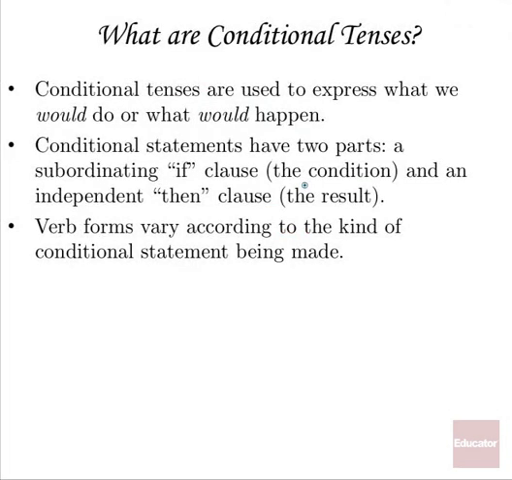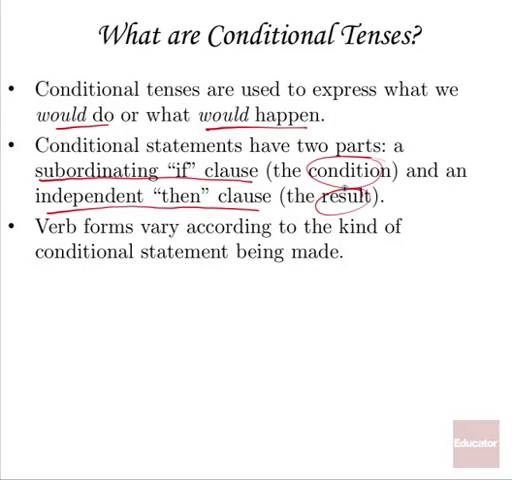All right, what are conditional tenses? Conditional tenses are used in English to express what we would do or what would happen given certain conditions. If the stars align and this happens, then this event will follow. Conditional statements always have two parts: a subordinating if clause, the condition, and an independent then clause, the result. If you have this condition, then you have this result. You're using a conditional statement and you're using a conditional tense.